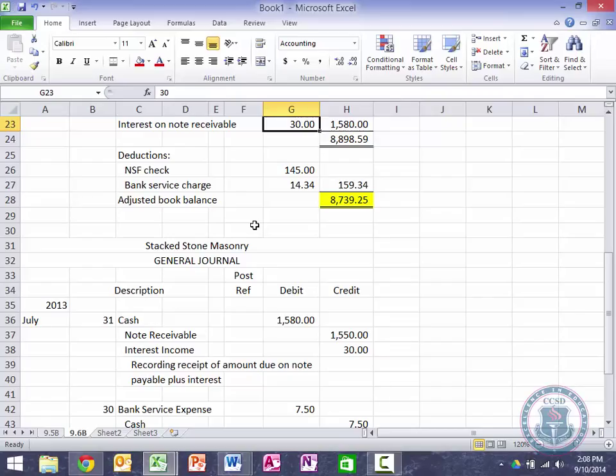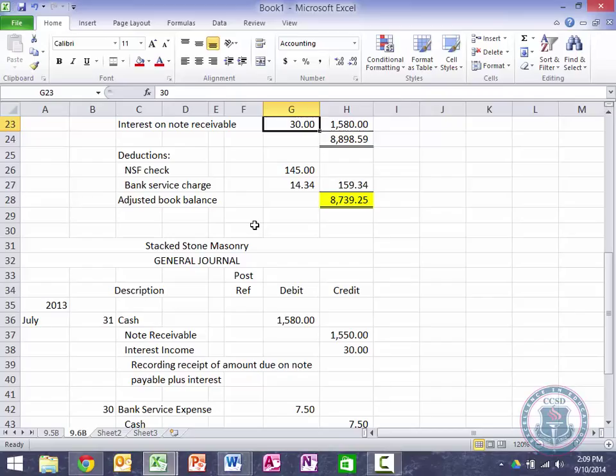Then we have two more things left. Now, I have a theoretical accounting question. What is going to get credited for both of those? What account are we going to credit for the NSF check and for the bank service charge? Well, the bank service charge is going with cash. The NSF check is going to be cash as well.